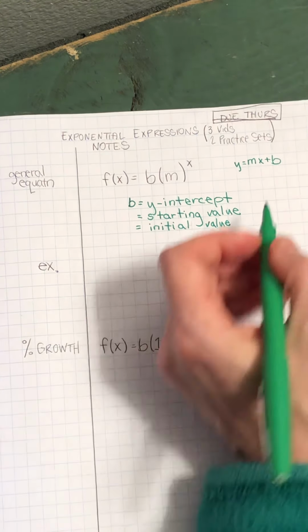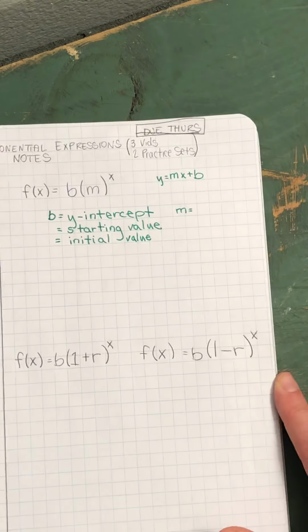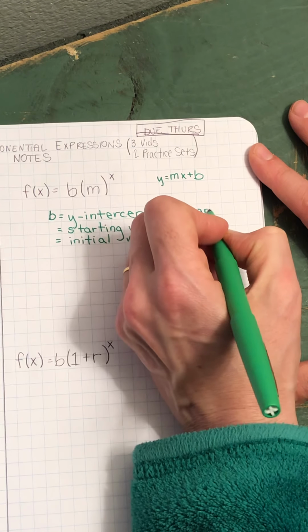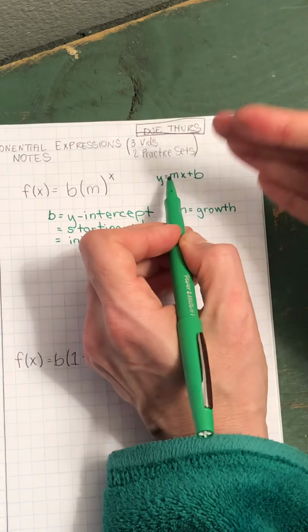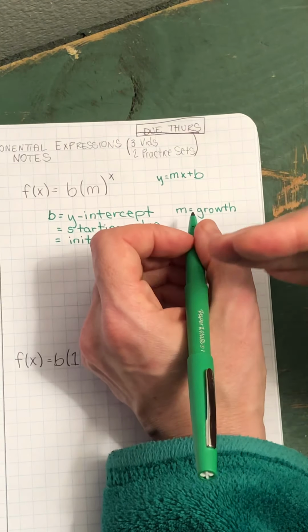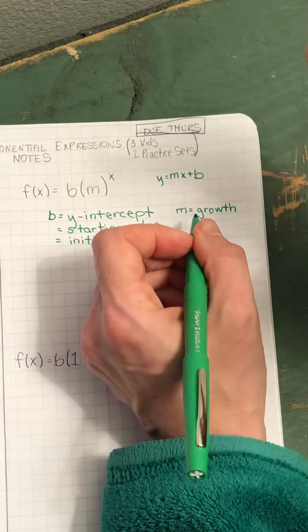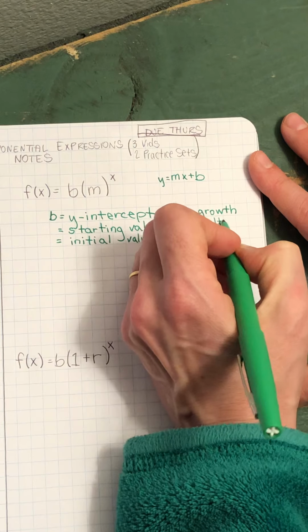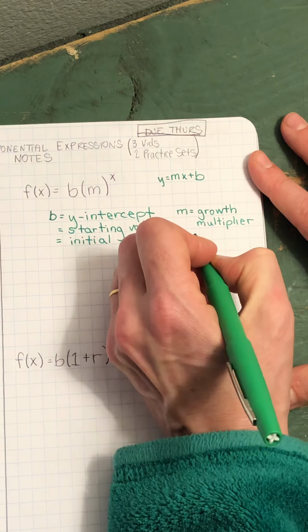M, we called M our slope over here. We don't really have a slope for exponential functions. I like to call it growth, which was slope or growth. For linear equations, it's what was added every time, right? We would go over 2 and up 3. That was the growth of the equation in terms of adding. For here, we can also call it the multiplier. And the big mathy word is the common ratio.